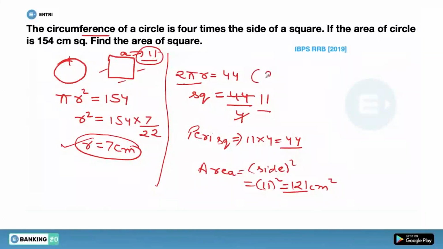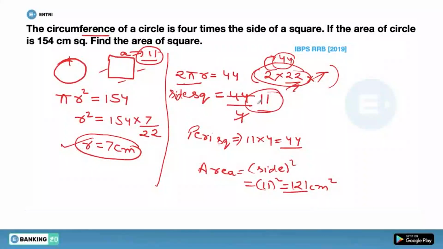2 pi r means 2 into 22 by 7 into the radius. From this radius I can calculate that its circumference is what? Its circumference is 44, and I was told that the circumference of the circle is 4 times the side of a square. That means one side of a square is what? One side of the square is 11 centimeter. When I know the side of the square is 11 centimeter, that means the perimeter of the square is what? It's 11 cross 4, that is 44. And what is the area of a square? Area of the square is the side of the square, that is 11 into 11, that is 121 centimeter square. So this was the answer.